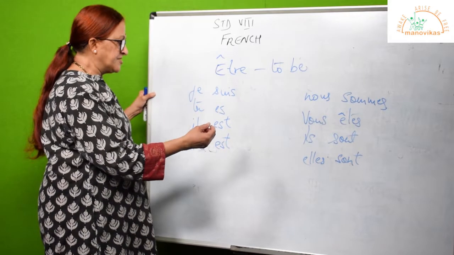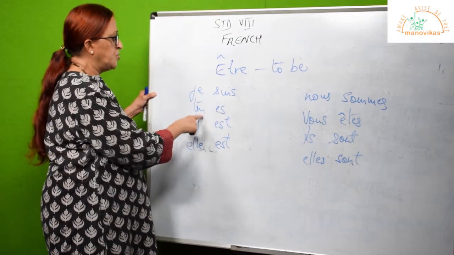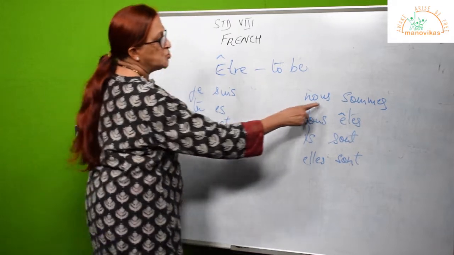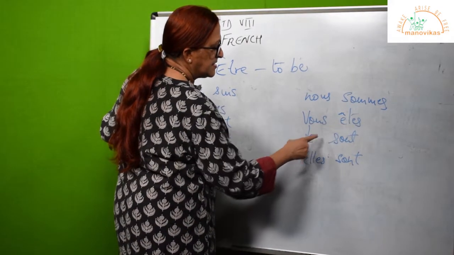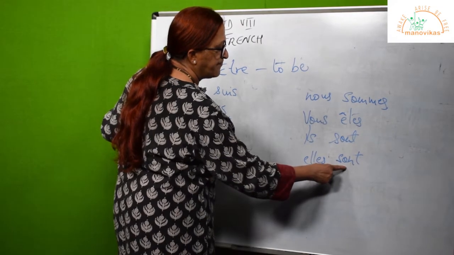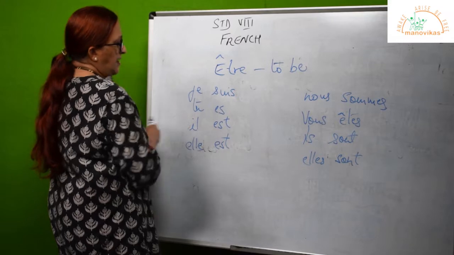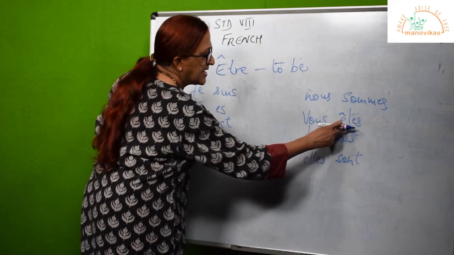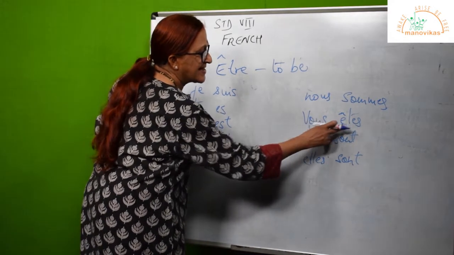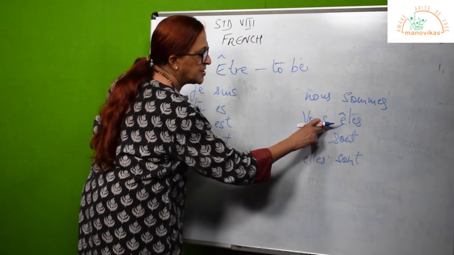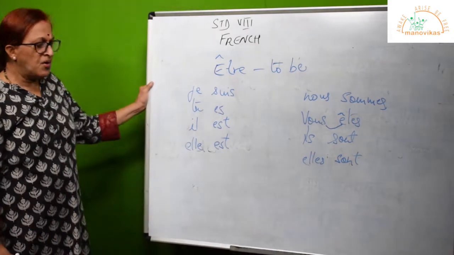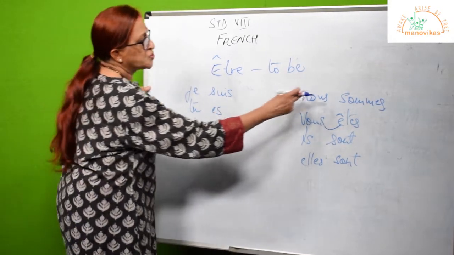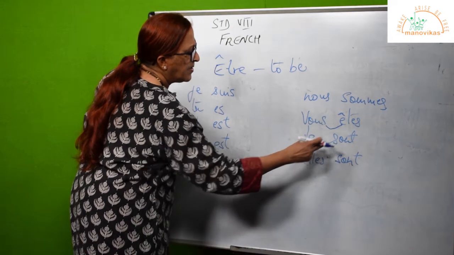So, you can say after me, je suis. Tu es, il est, elle est, nous sommes, vous êtes, ils sont, elles sont. Now, if you have noticed, I have connected this with this. And when I say vous êtes, this S sounds like Z, because this is a vowel. I am connecting it to the consonant. So, I repeat once more. Je suis, tu es, il est, elle est. Nous sommes, vous êtes, ils sont, elles sont.